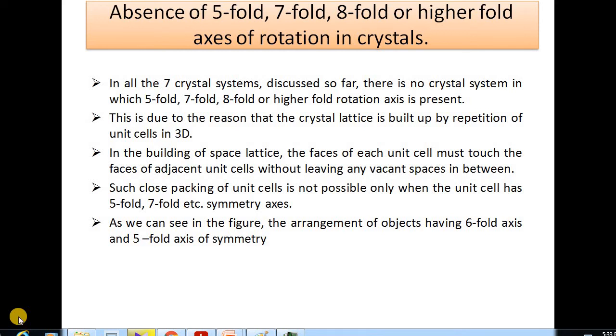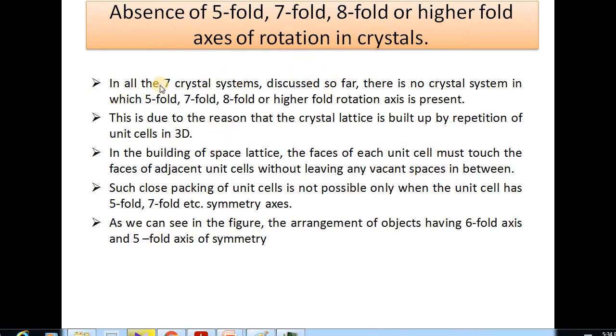Good morning, dear students. In a previous lecture, we have gone through the detailed description of various crystal systems, Bravais lattices, space lattice, unit cell. Now, the next concept is why there is absence of 5-fold, 7-fold, 8-fold or higher fold axis of rotation in crystals.